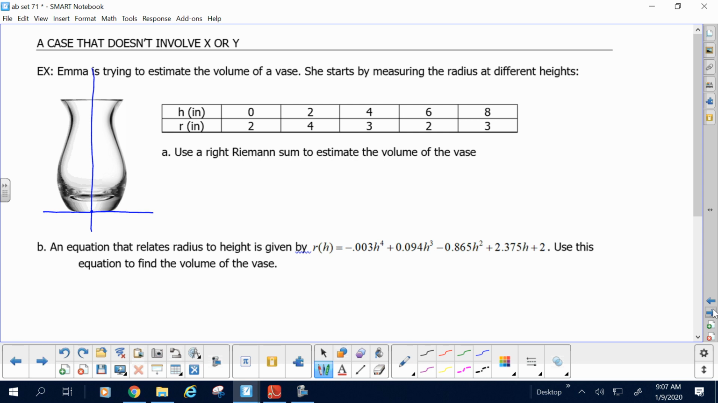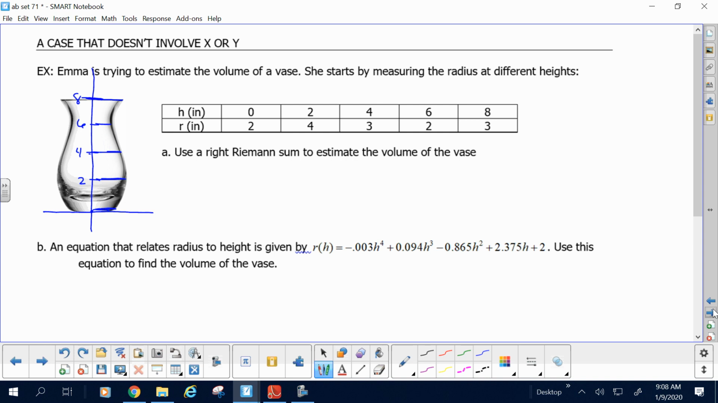And at different heights, they estimated the radius. Now, let's start with saying the top height is 8. Would you then half it and call it 4? Then half that and go 2 and 6. With me? All right. Now then, they have the radius at each of those points.